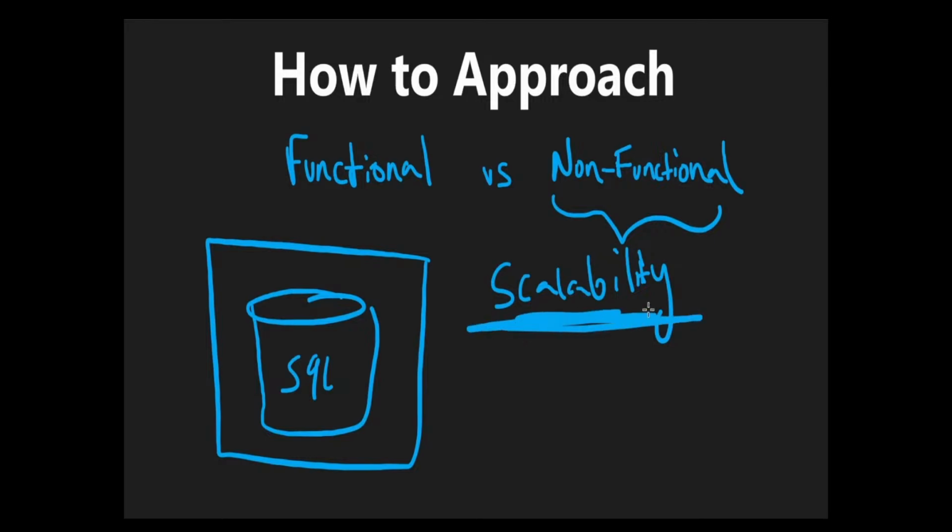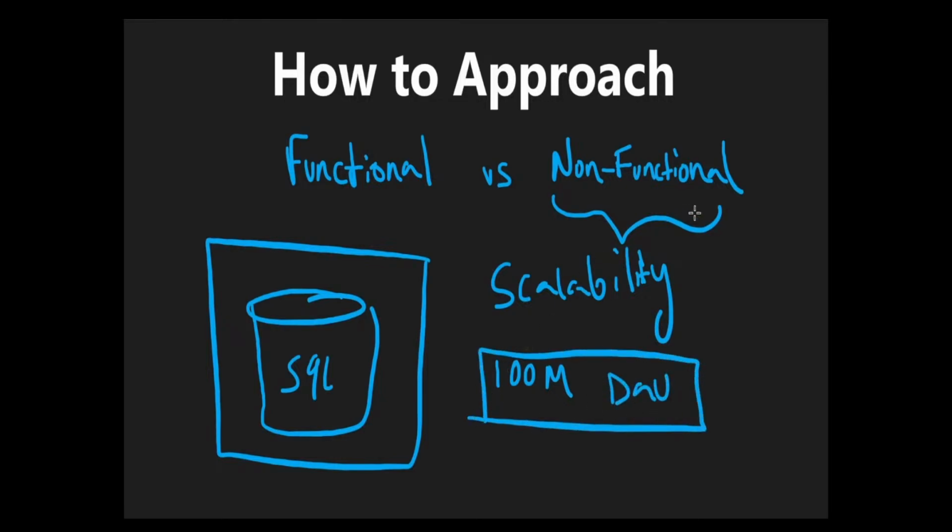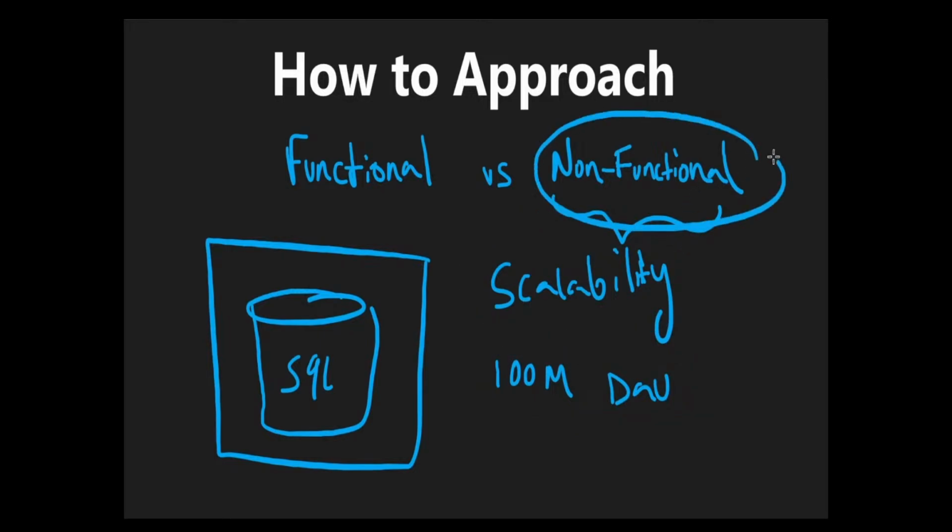So we need to understand what type of scale we are handling. Possibly we're going to have 100 million daily active users. Maybe that's what your interviewer tells you. And so you need to design around this requirement in mind. And typically these non-functional requirements are the difficult part of system design interviews. Handling a large amount of scale is one problem.